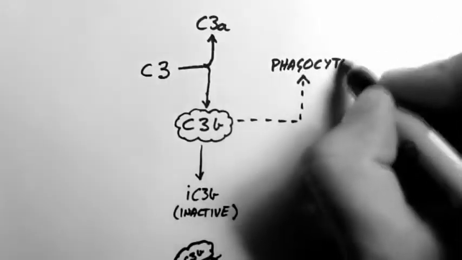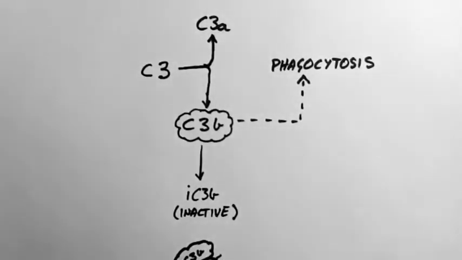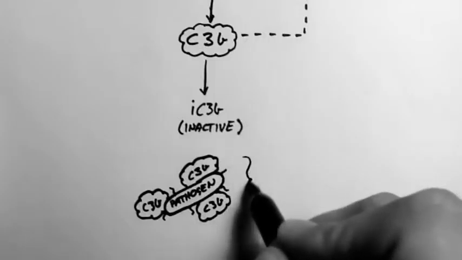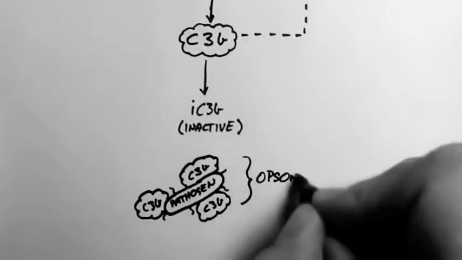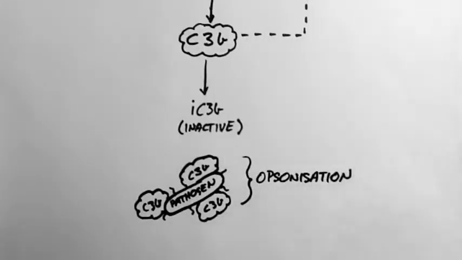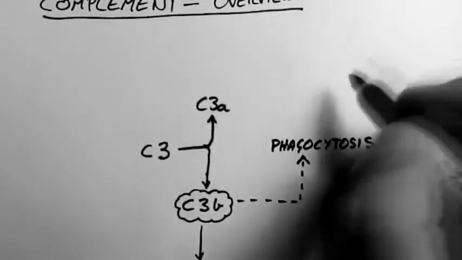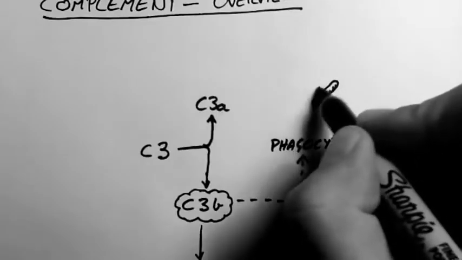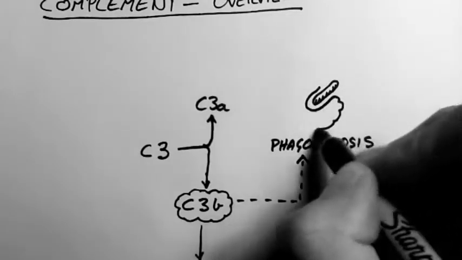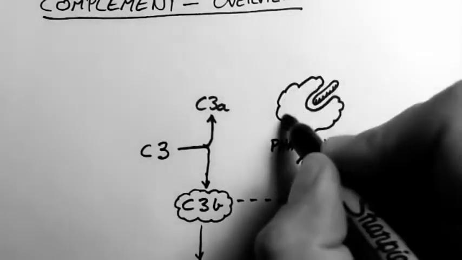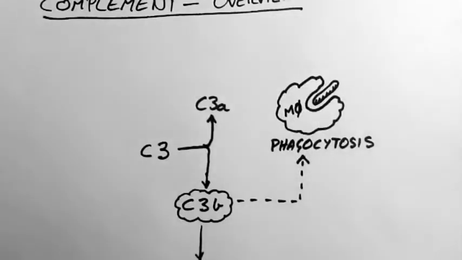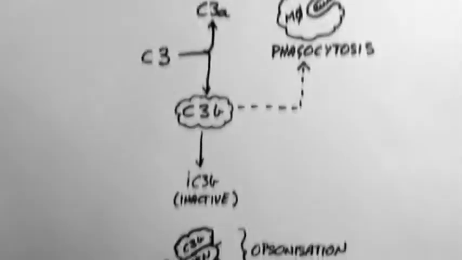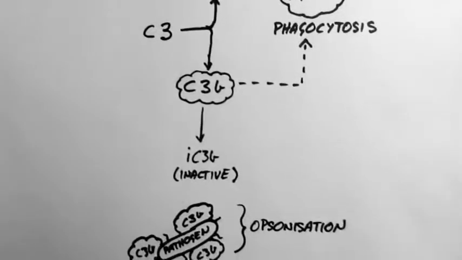One is phagocytosis. And this is because C3b opsonizes the pathogen. Opsonization is just the process of making things more appealing to phagocytes. So here's a macrophage that might phagocytose the pathogen having been opsonized.